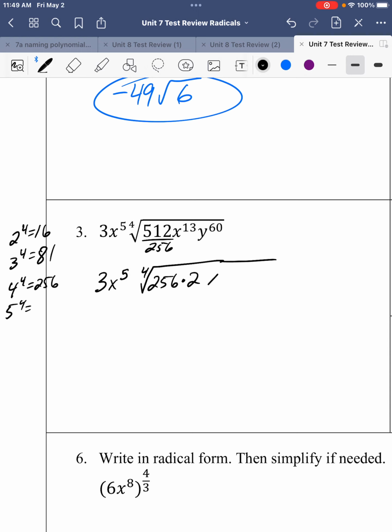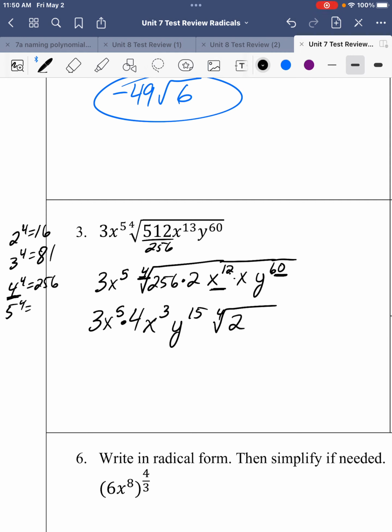And then I'm going to split it up. This is not something you have to do. 12 divides by 4 evenly, and then there'll be an x left over. And the y, 60 divided by 4 divides evenly. Perfect. So I don't have to split that up at all. So we have 3x to the 5th times the fourth root of 256, which is 4. The fourth root of x to the 12, 12 divided by 4 is 3, so that'll be x to the 3rd. And y, 60 divided by 4 is 15. Sorry, 15. And then a fourth root of 2x.